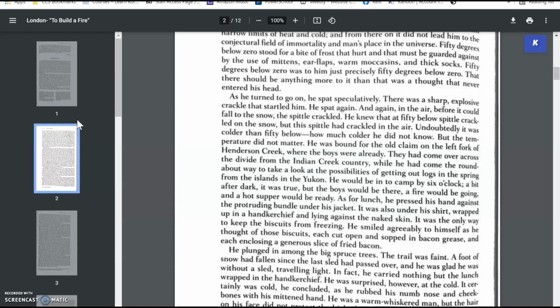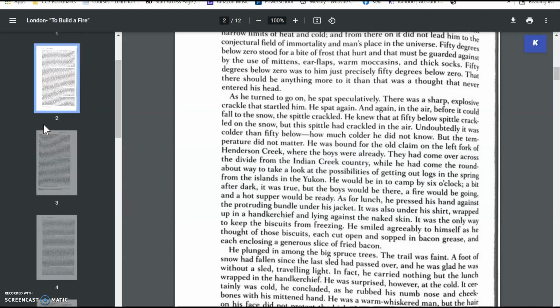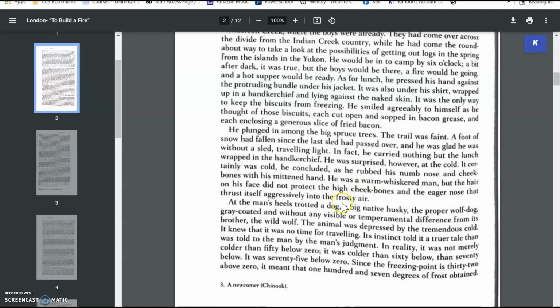And so he's thinking about his plan and when he's going to stop and eat lunch. And he's carrying his lunch inside his jacket to keep it from freezing. He wants to keep his biscuits from freezing, it says. And he's thinking about when he stops to eat lunch, and he's going to cut open those biscuits and sop them in bacon grease and all this good stuff. And so that's what he's thinking about instead of paying attention really to what's going on around him. Moving into that next paragraph, we see that the trail that he is walking on is not very well marked. It's been snowing really heavily. It's kind of covering up the well-tread areas where people have already passed through.